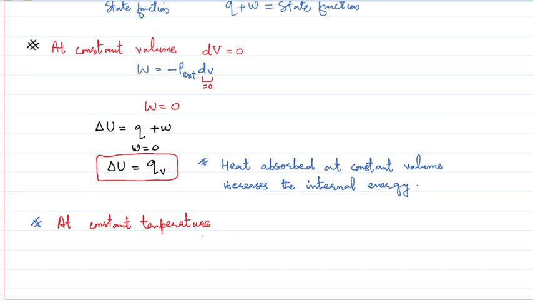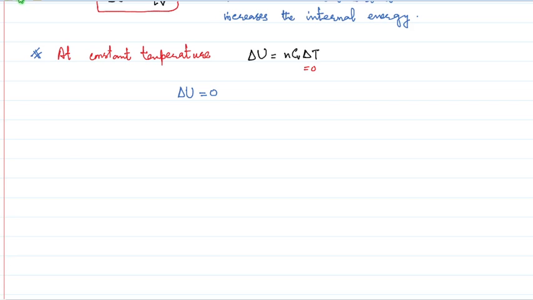Case two, suppose at constant temperature. We have this equation from the beginning of this chapter, in lecture 1, we already discussed that the change in internal energy is equal to nCV delta T. So if this delta T is equal to 0, this term will be equal to 0. So from this equation, what we got is that at constant temperature the change in internal energy will be 0. So if we use the equation that change in internal energy is equal to Q plus W, 0 will be equal to Q plus W, or you can simply write Q is equal to minus W. Very simple.